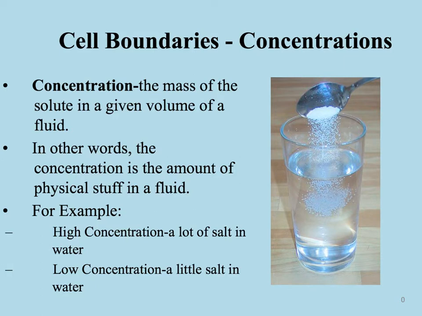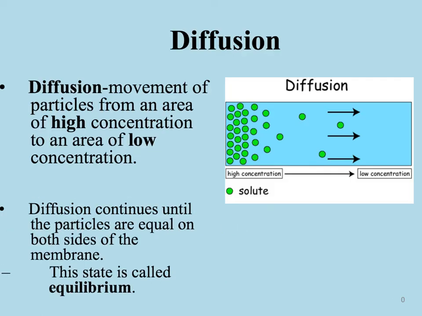In order for particles to move, there has to be what we call a concentration gradient, which is a difference in concentrations. In elementary school, you learned about diffusion, and diffusion simply is the movement of particles from an area of high concentration to an area of low concentration. The particles are moving on their own without any input of energy because they are moving from high concentration to low concentration until equilibrium is reached.